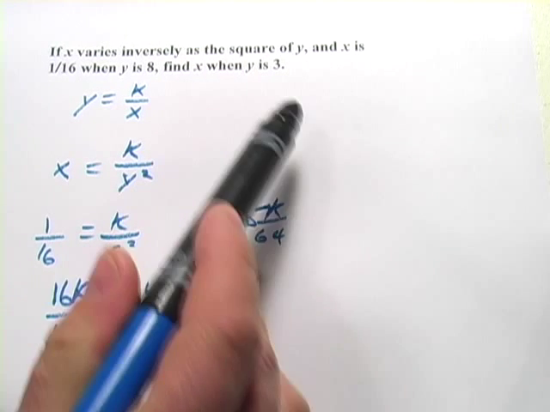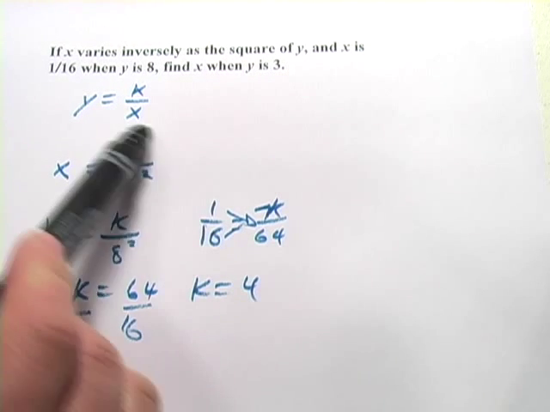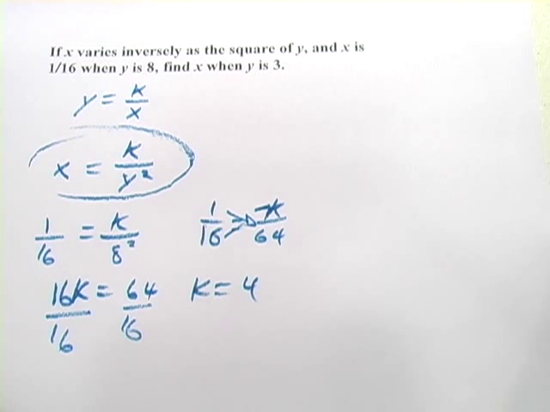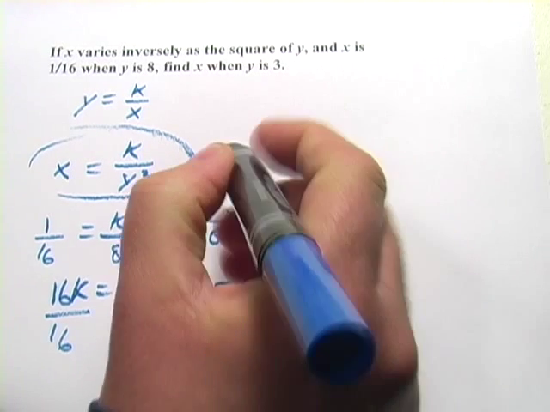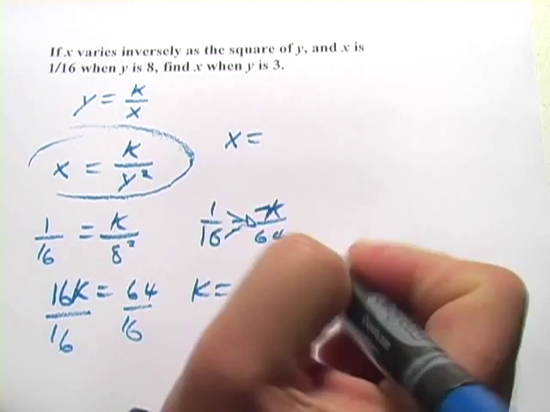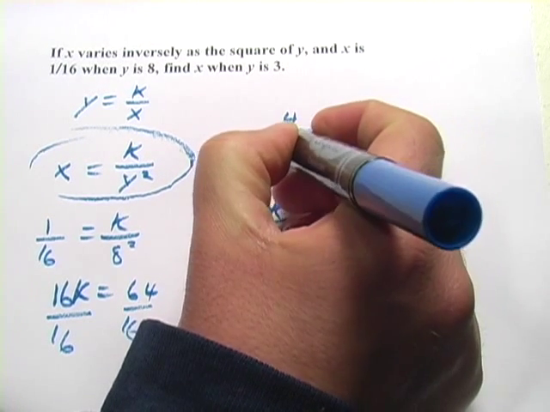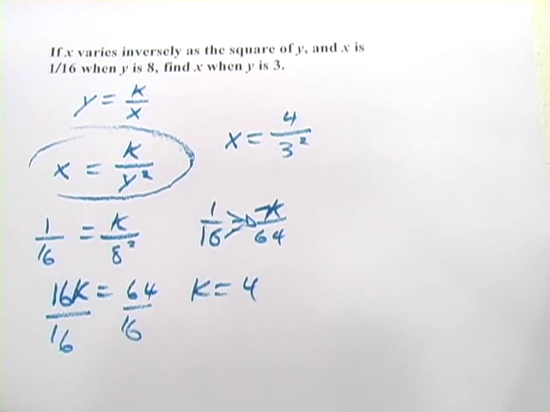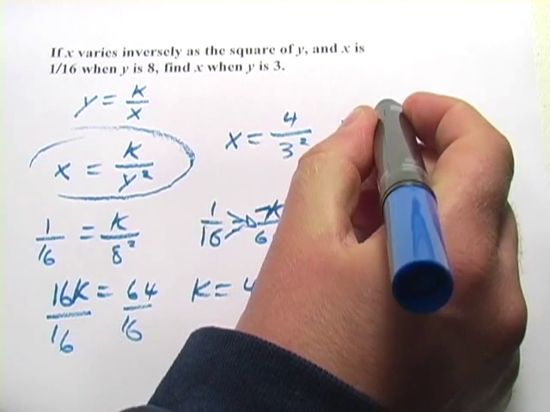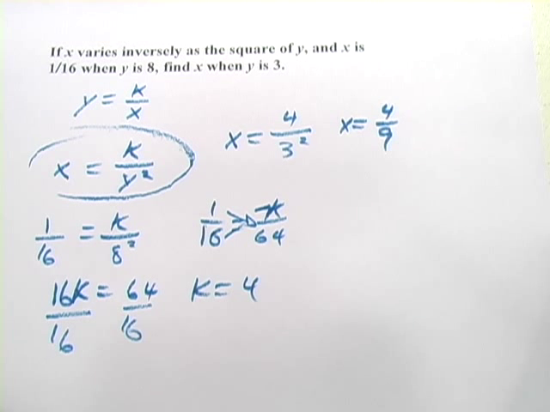Now it says find x when y is 3. So we'll go back up to our original equation here. And y is 3. We'll plug that in. So we're looking for x. We found k. It's 4. And we have 3 squared under here. So x equals 4/9. And I think I'll just leave it like that rather than converting to a decimal. So that is a little bit about direct and inverse variation.